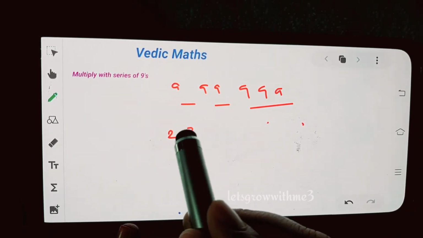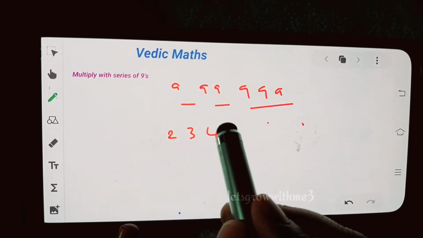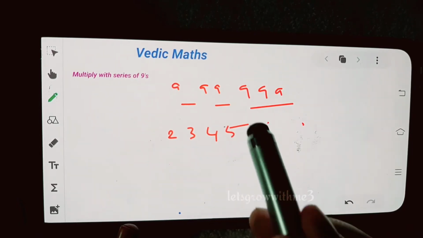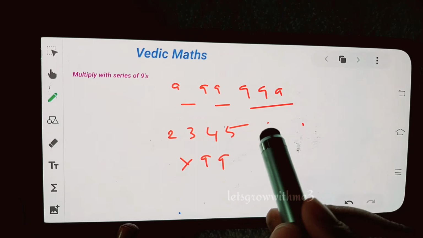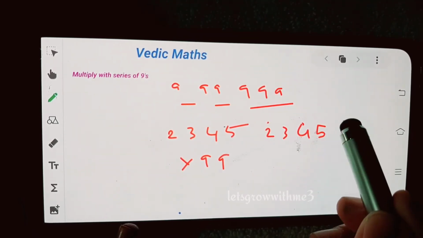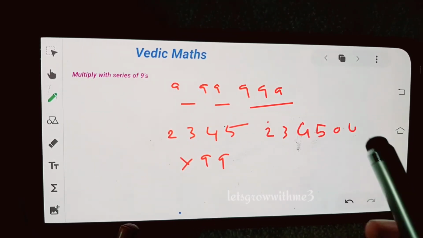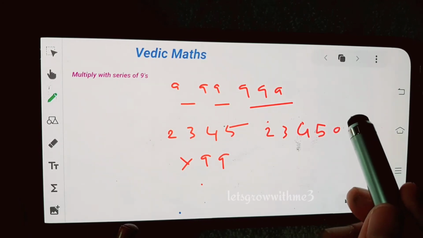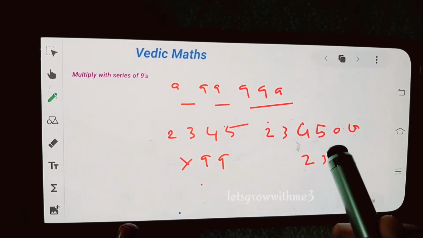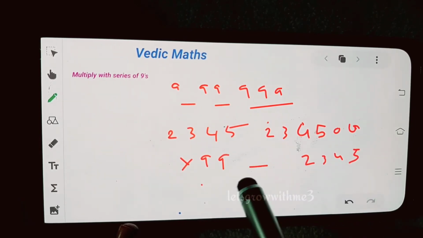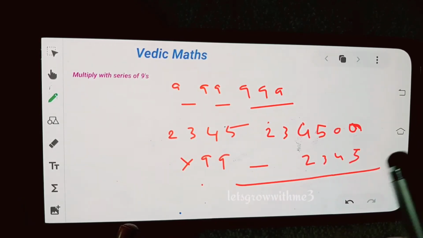Our next question, example: 2345 times 999. So how to do this question? This is also very simple. Just append 2 zeros because we have only 2 9s, and then subtract 2345.